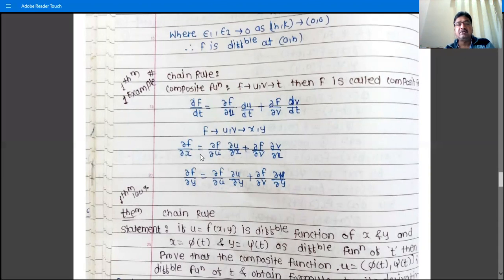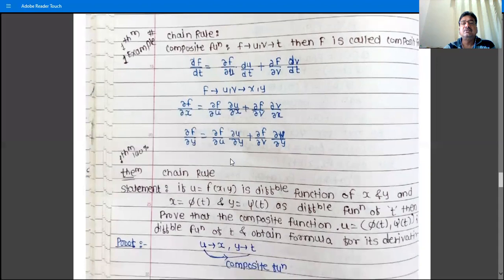This is the partial derivative with respect to x, and the partial derivative of f with respect to y is what? Partial f by partial y is partial f by partial u times partial u by partial y, plus partial f by partial v times partial v by partial y. And this is our second theorem, the second chain rule.